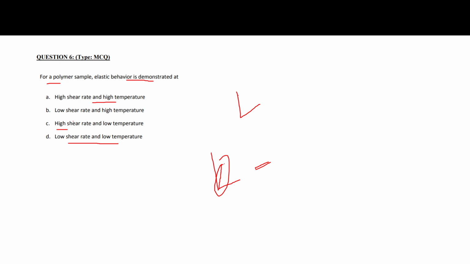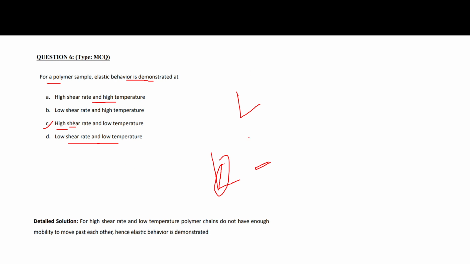Elastic behavior is shown at low temperature, and you need a high shear rate there. At high shear rate and low temperature, polymer chains do not have enough mobility. When we increase the temperature, the polymers cross the Tg temperature and become mobile, so when you stress them, they can move.